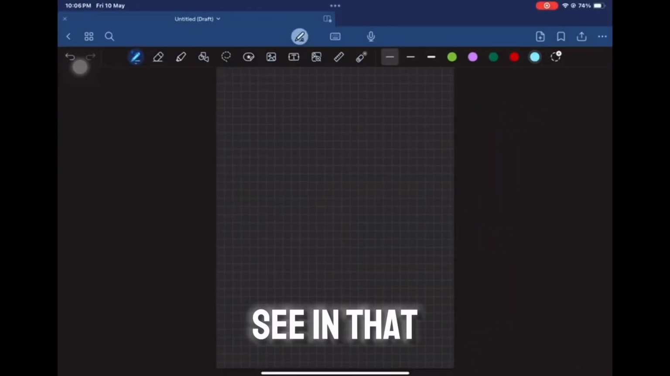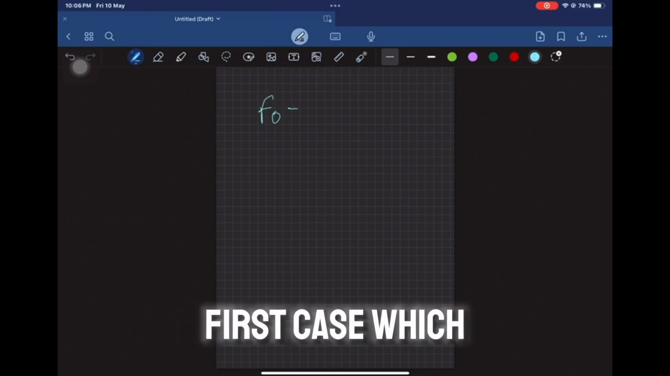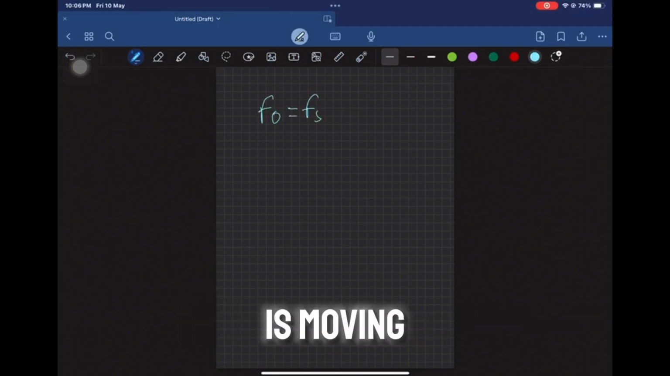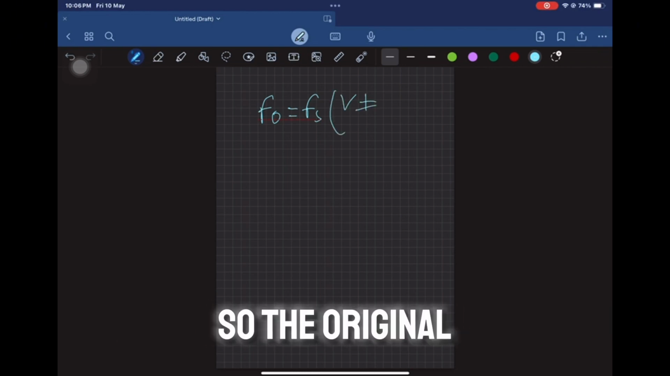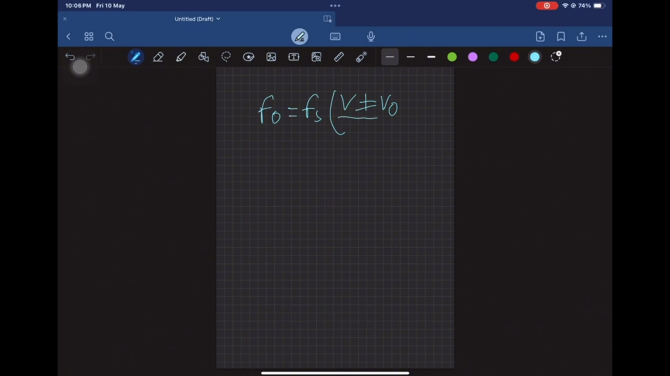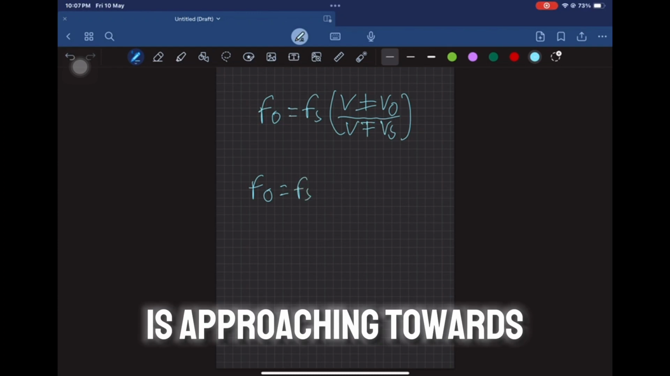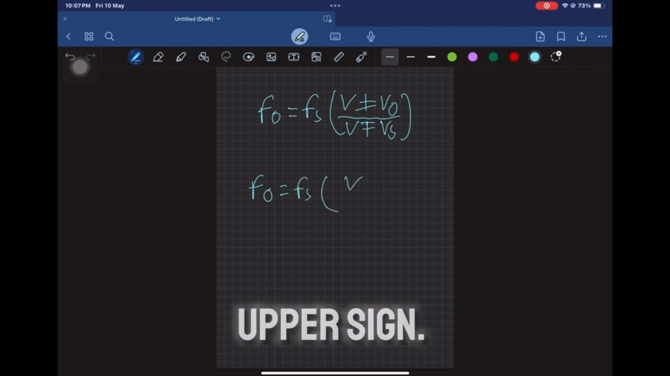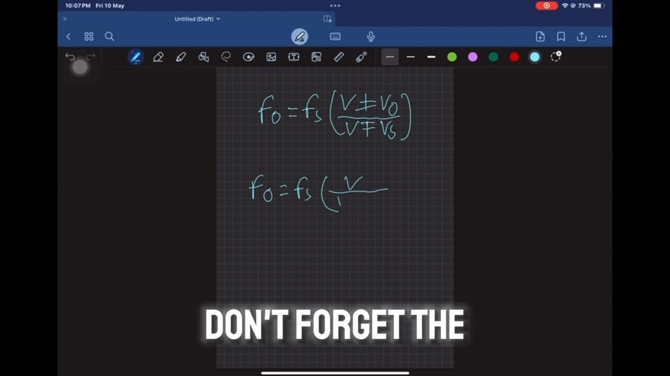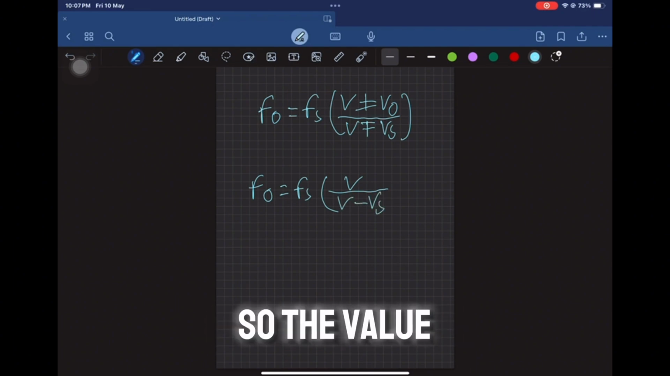As we can see in that video, this is the first case, which is the source is moving, approaching the observer in motion. So the original formula is like this: fO equals fS times (v plus or minus vO) divided by (v plus or minus vS). Since the source is approaching towards the observer, then we use the upper sign. Don't forget the observer is at rest, so the value of vO is 0.